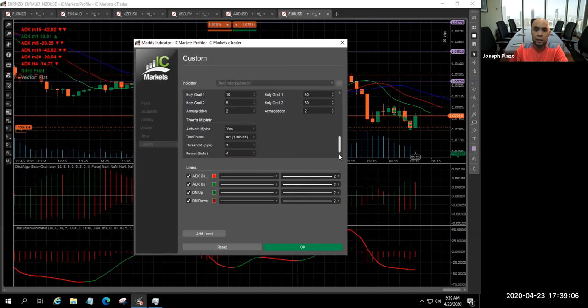The last section for my custom indicator is Thor's Mjolnir. It's the hammer of Thor. This tells me the volatility of the market and the direction. So the time frame M1 tells me that I want to measure how many pips there are in the M1 chart developing in real time, as well as the power.